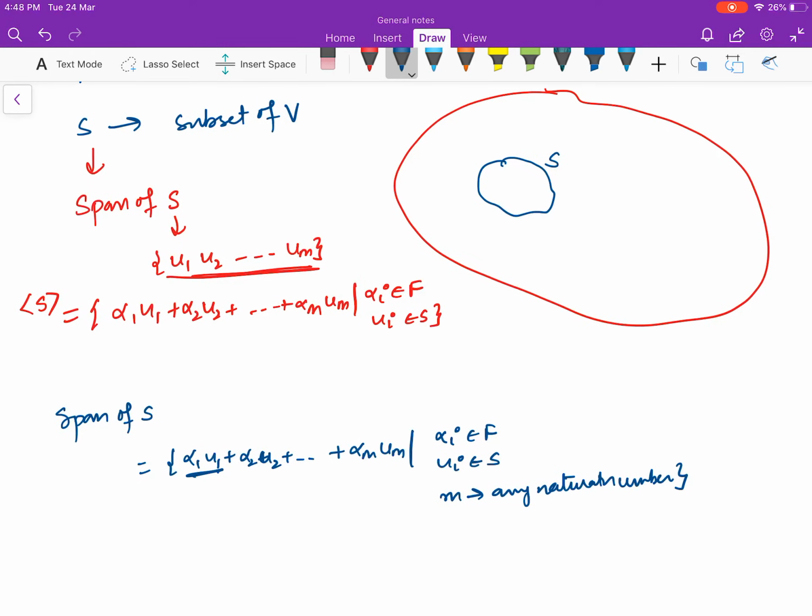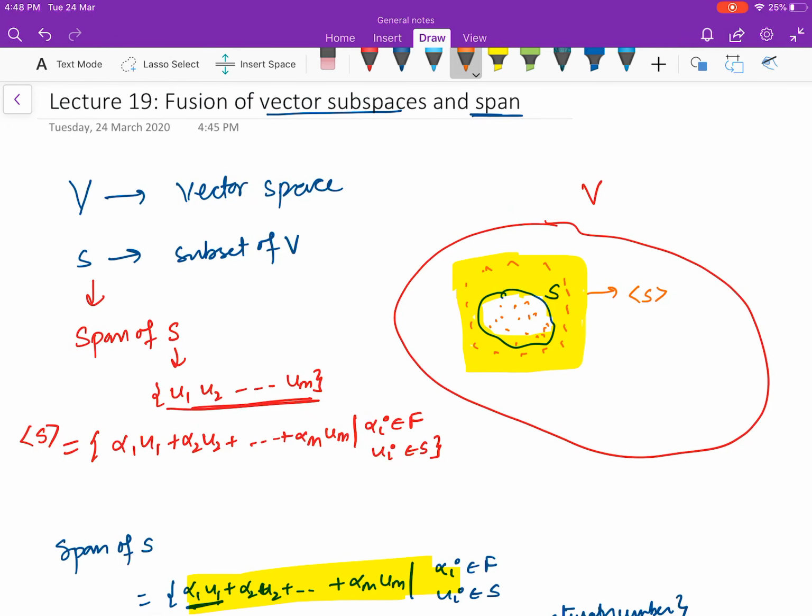And now we have, this is your set S, and then you just find out the span. Span means more than S, right? So span means all these elements, right? So what you are doing, you take S and then you take all the linear combinations of the vectors in S, so you'll get a bigger set, right? So this yellow is your span of S. Now here I'm talking about something. Is this span of S a vector subspace, right?